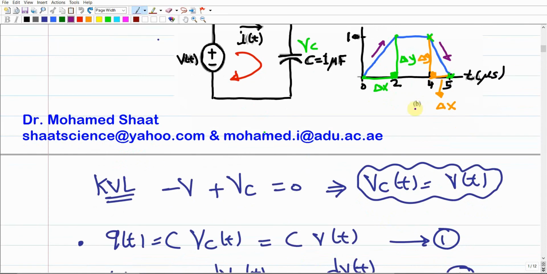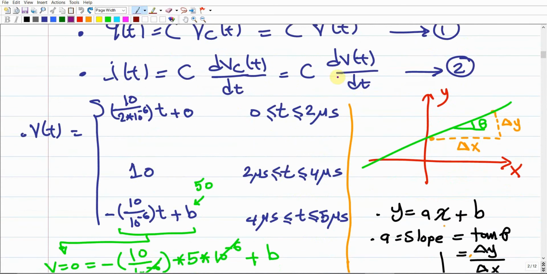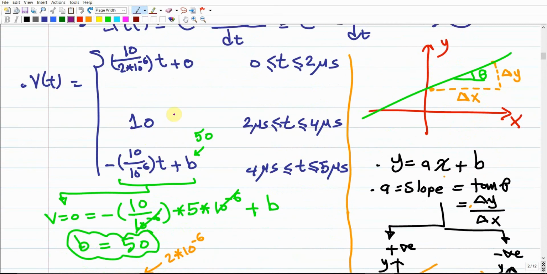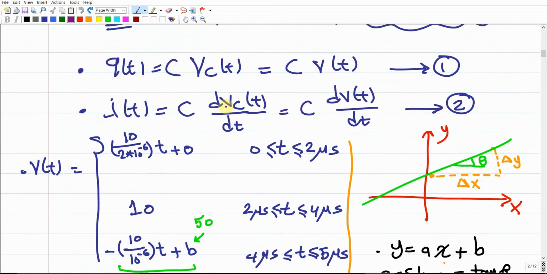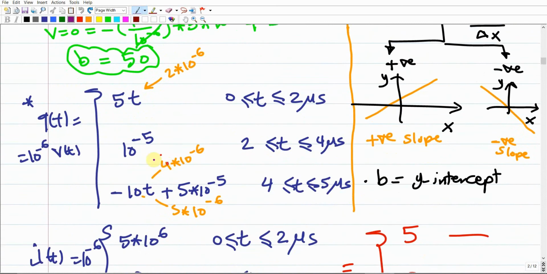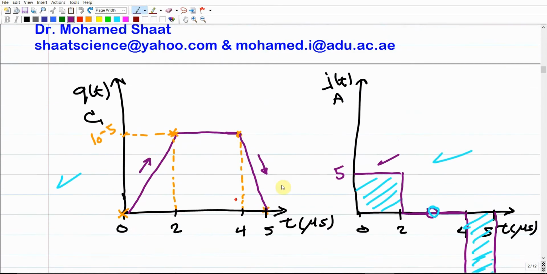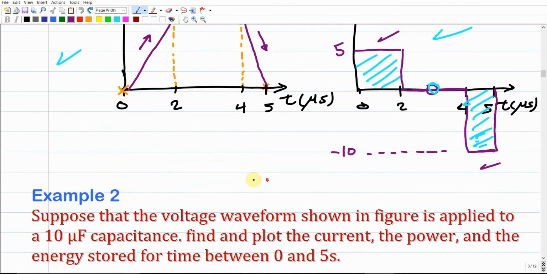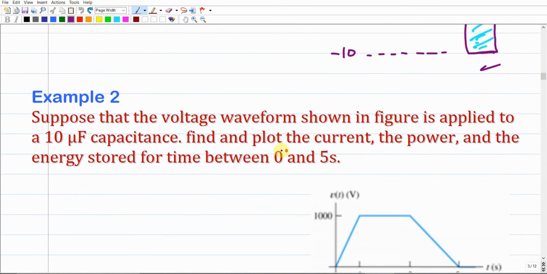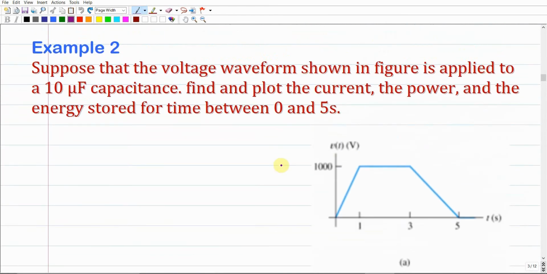So your objective is just to come up with these different functions of the piecewise system, and you do some derivative or multiply times C, you're going to end up with functions for the current and the charge, and then you can simply plot the current and the charge as we presented in the previous meeting. So today I'm going to give you another example, which is a very similar example. Then we're going to move into discussing the equivalent capacitors.